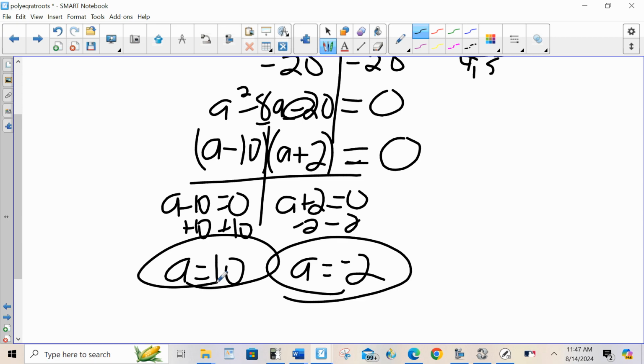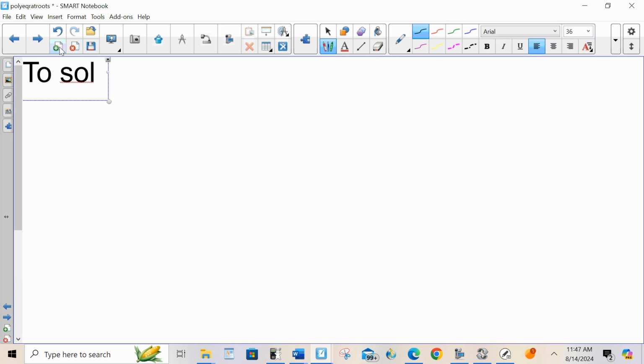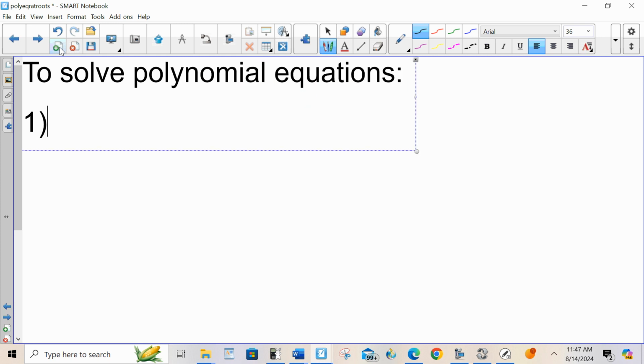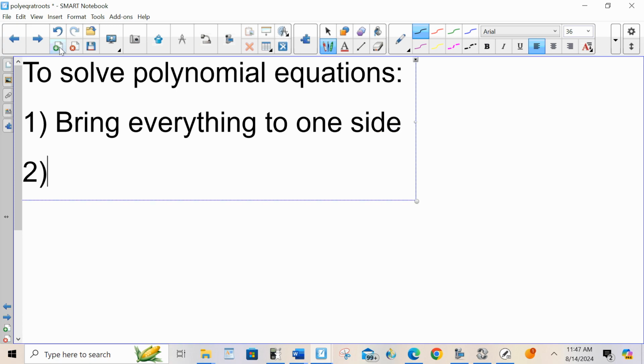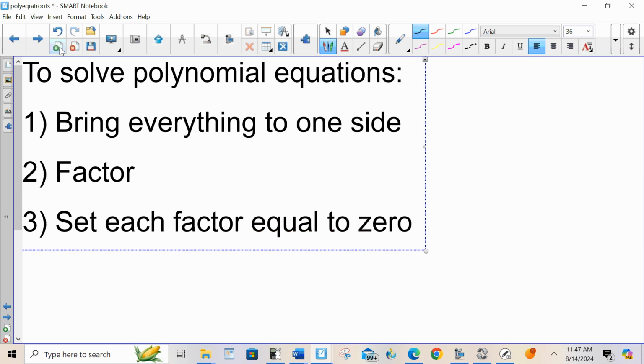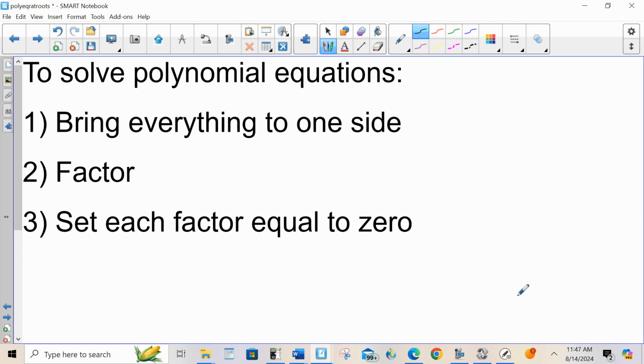So the actual steps for solving polynomial equations: to solve polynomial equations, bring everything to one side, factor, set each factor equal to 0. And that factoring step encompasses everything we did before: GCF, dots, trinomial, tricky trinomial, grouping. It could be any of those.